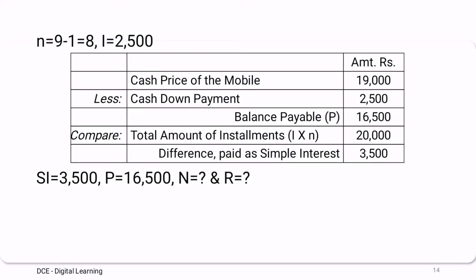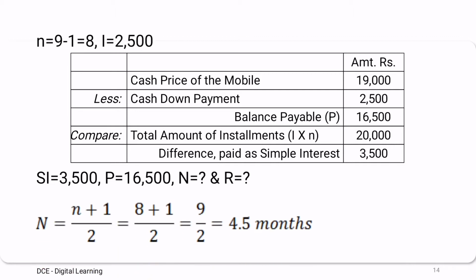Now we know that simple interest is rupees 3,500, P is 16,500, N is equated period in months. This is computed as (n plus 1) divided by 2. So n is the number of installments, 8 installments plus 1 divided by 2. So 9 divided by 2, equated period will be 4.5 months. R is the rate of interest charged in the installment transaction. This we have to compute using simple interest formula.